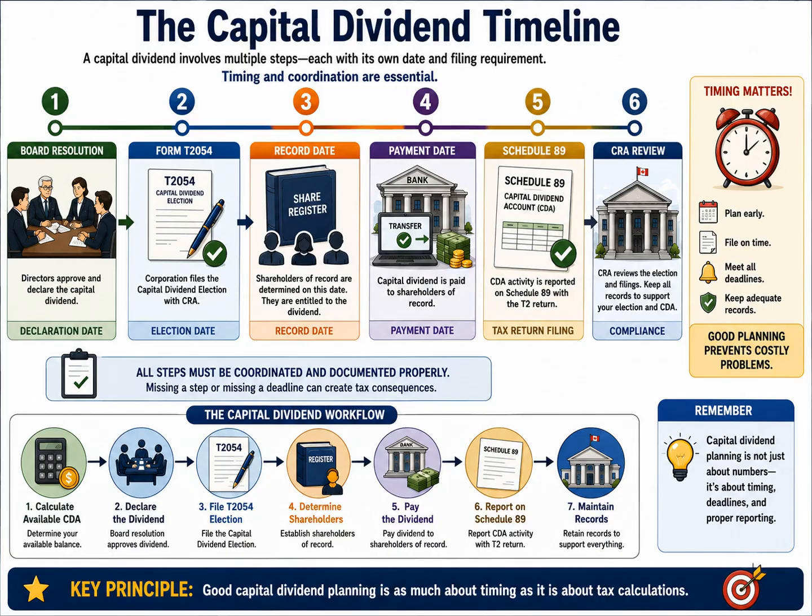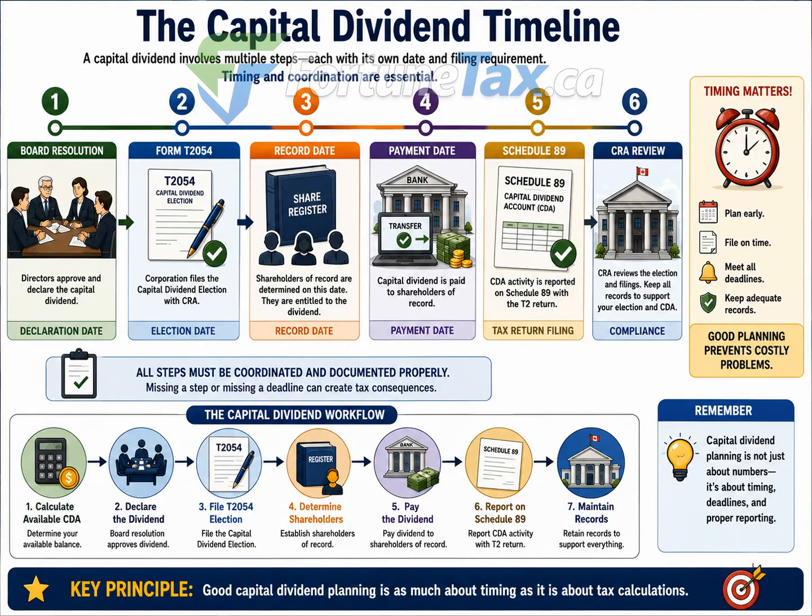The workflow shown at the bottom of the slide summarizes the entire process. First, calculate the available CDA. Second, declare the dividend. Third, prepare and file the election. Fourth, determine the eligible shareholders. Fifth, pay the dividend. Sixth, complete the required reporting. And finally, maintain the records needed to support everything that was done.